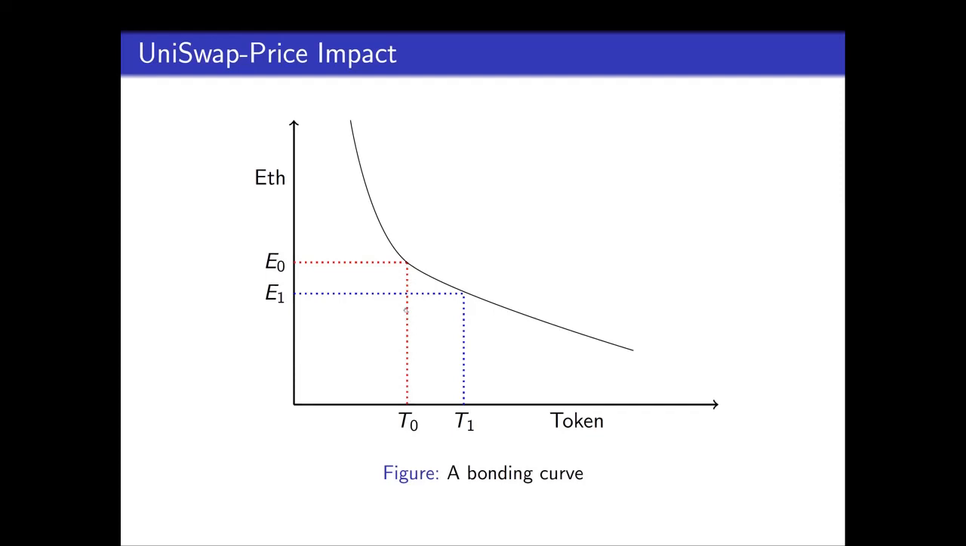Now, if somebody sends tokens to the pool, the token balance of that pool goes up from T0 to T1. And how many ETH do you get back? Well, you can determine that graphically by looking at the new equilibrium point, which also must be on the curve. So we see along the y-axis here, the difference between E0 and E1 is how many tokens you actually get back when you trade with that smart contract.